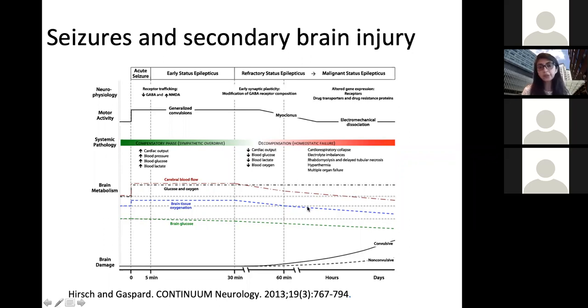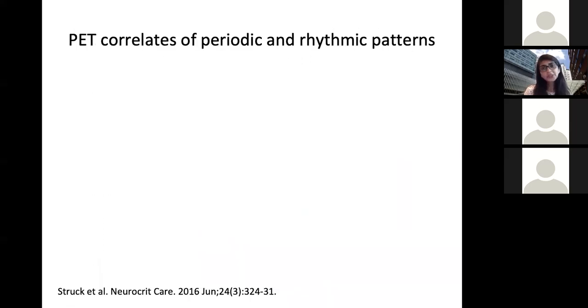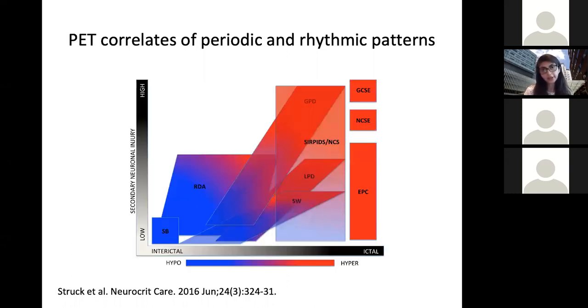And within the brain, we see that there is a drop in brain tissue oxygenation, a drop in brain glucose, and an increase in brain lactate pyruvate ratios, suggesting secondary brain injury and increased brain metabolism. So the question is whether the periodic and rhythmic patterns result in a similar form of metabolic stress. And so some of the studies that have looked at this have looked at different mechanisms of assessing metabolic stress.